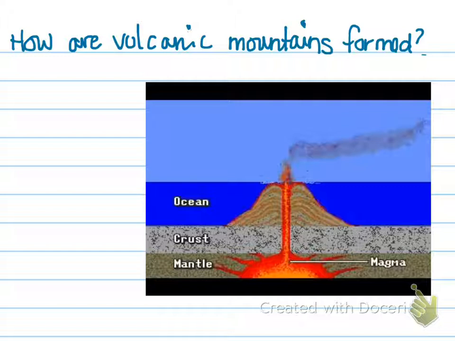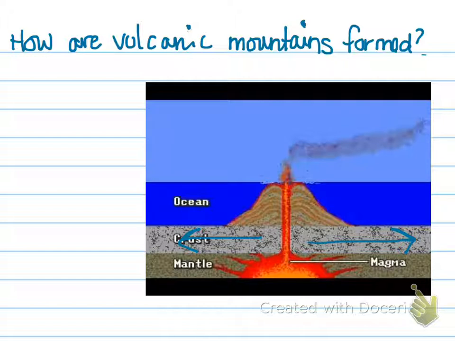The last type of mountain building that we are going to discuss is volcanic mountains. How are volcanic mountains formed? Well, these mountains are formed when there are divergent plate boundaries. So again, divergent means going away. So here are two plates, and there's a divergent boundary. They're moving away from each other.